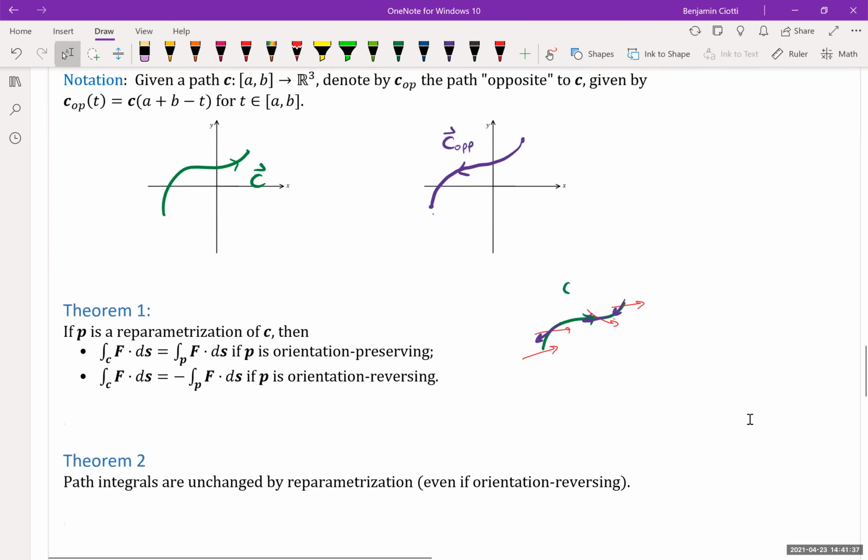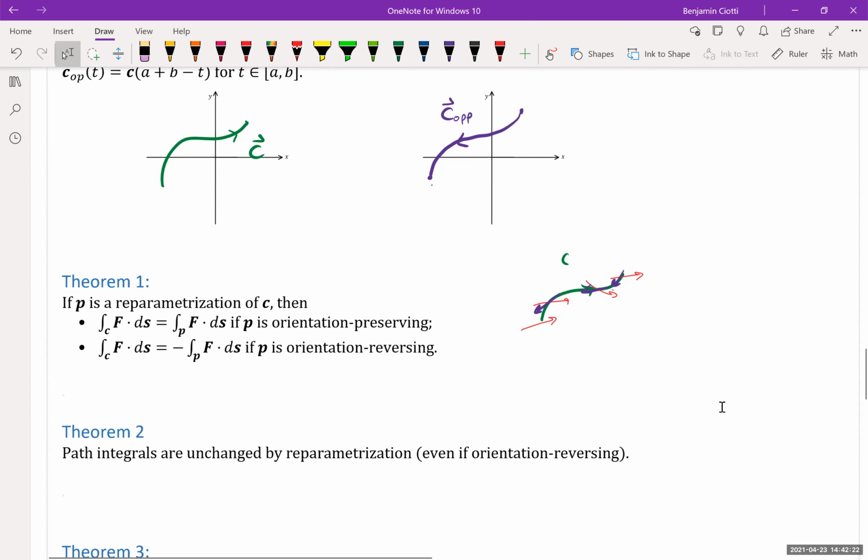Secondly, I now apply the same question to the issue of path integrals. So what if you're integrating a scalar function? In this case, the path integrals are totally unchanged, even if you go in the opposite direction. Right? So the path integral of a scalar function is unchanged by a reparametrization, even if it changes the orientation. So it doesn't matter how fast you traverse the path, you're going to get the same number regardless for the path integral.